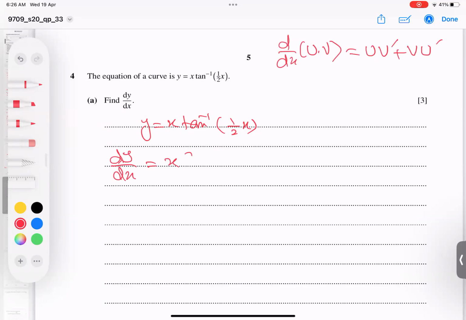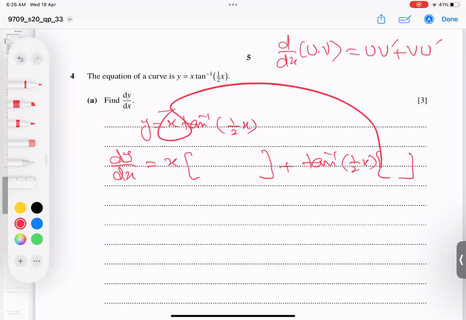So this function copy, and here tan derivative. Now tan inverse as it is, and x derivative. x is very simple, it's coming 1. Now what is the tan inverse derivative? Basically 1 over 1 plus angle square. Angle square means half into x to power 2.